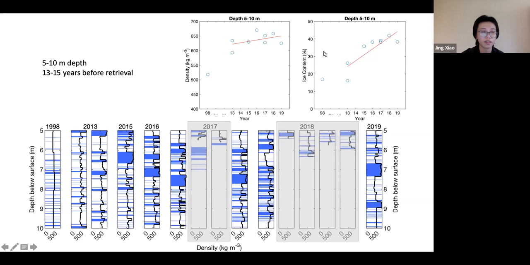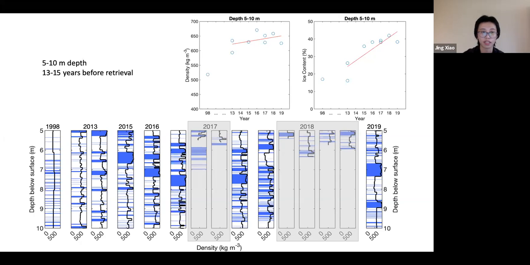Therefore, the figures here only contain 9 data points. The density and ice content in this depth interval show an increasing trend, which is opposite to the trend in the top 5 meters. As mentioned before, the top 10 meters were deposited about 13 to 15 years ago.